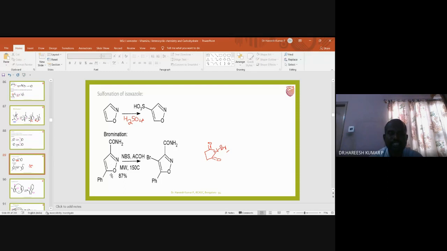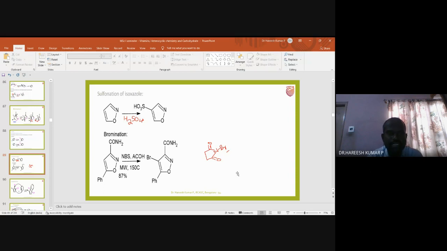So what is the name of this compound? 1, 2, 3, 4, 5. 5-phenyl oxazole carboxamide, when it undergoes bromination with NBS. AcOH means acetic acid, it's a solvent. MWI means microwave. Microwave is used for this reaction condition at 150 degrees centigrade, and 87% product is formed, the bromo at the 4th position.